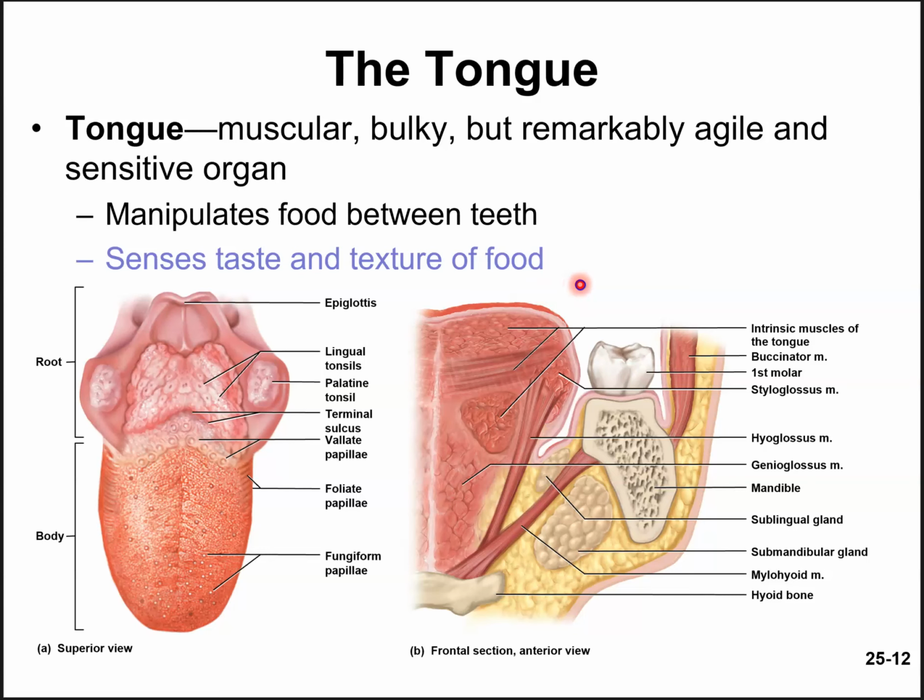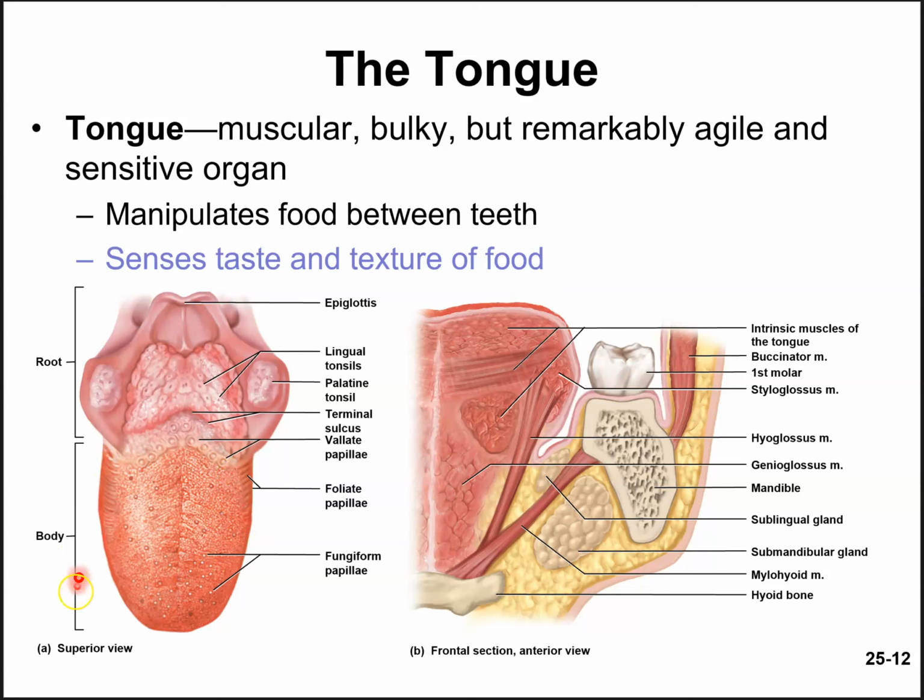And the tongue is made of stratified squamous epithelium, and these bumps on the tongue are known as papillae. So these little bumps are the papillae, and these are the sites of taste buds. So different regions of the tongue have different sensors for sensing different tastes.